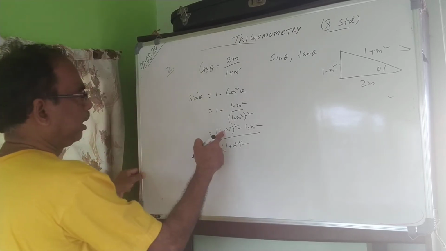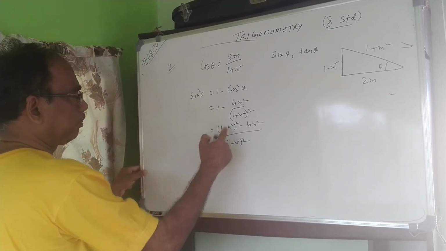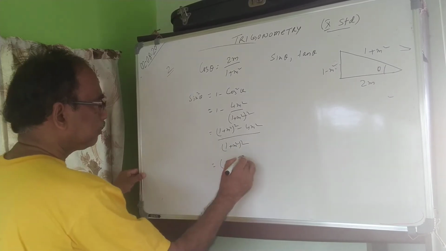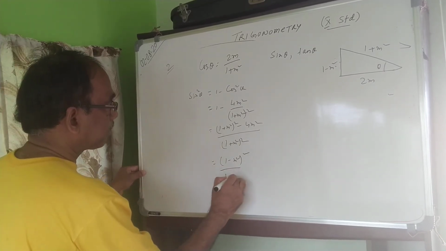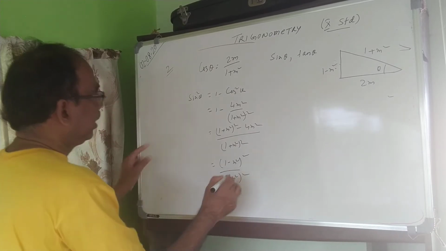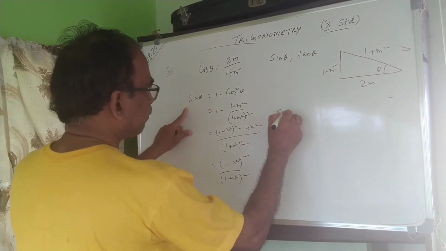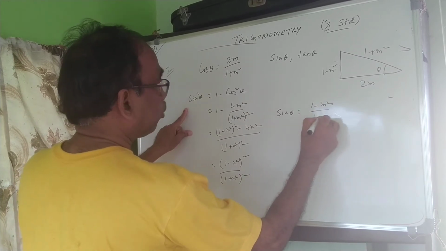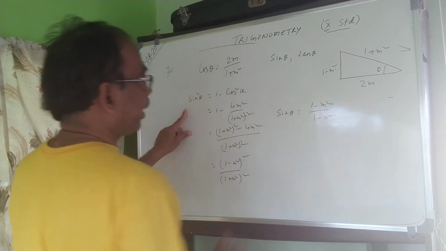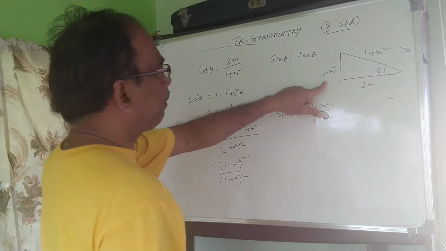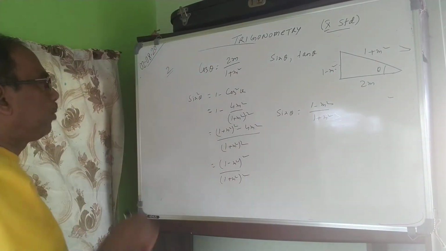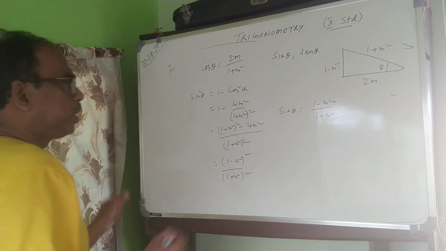That is 1 minus m square whole square by 1 plus m square whole square. Then sin theta equals 1 minus m square by 1 plus m square. We got it directly, sin theta is perpendicular by hypotenuse, this by this. We are using the trigonometric formula here, and we have done this. You can do it this way also.